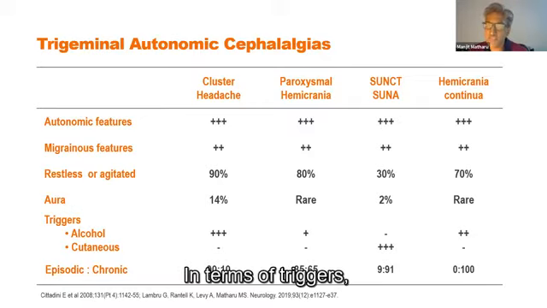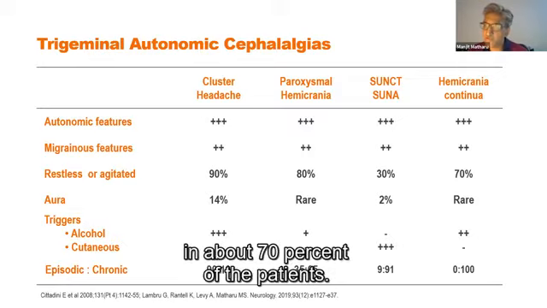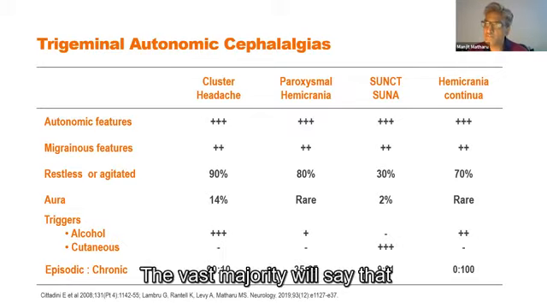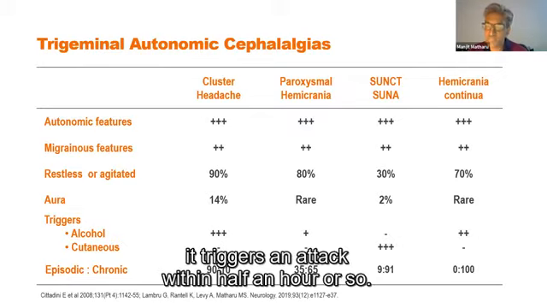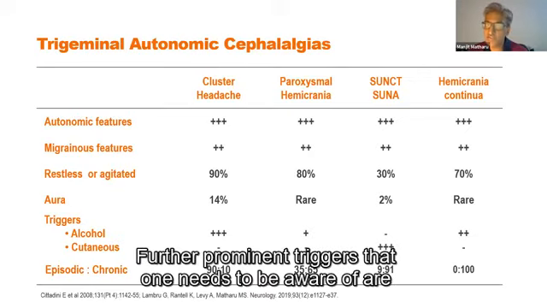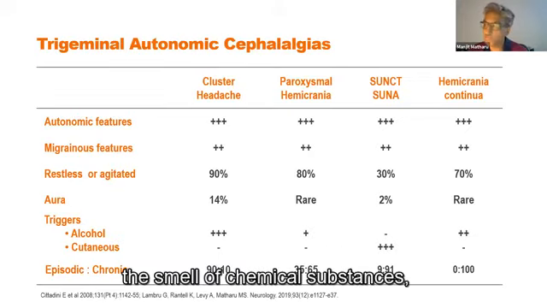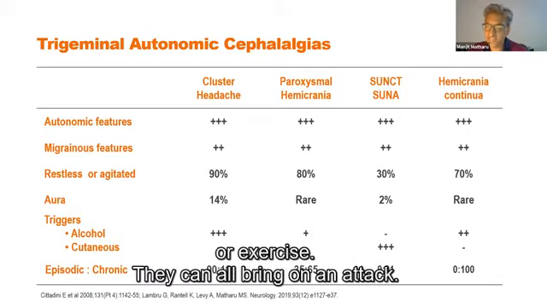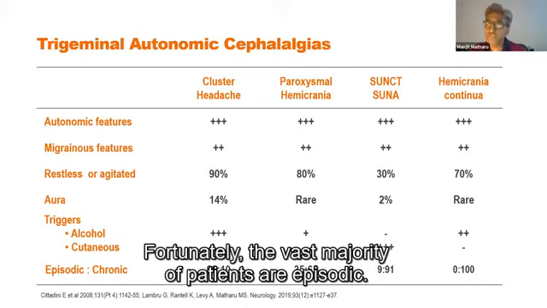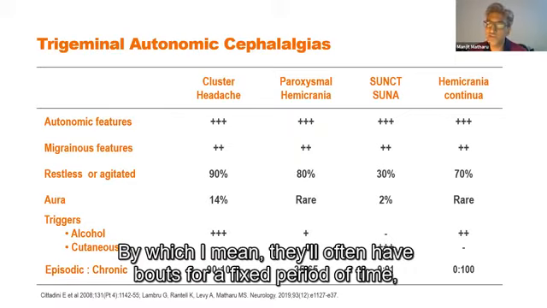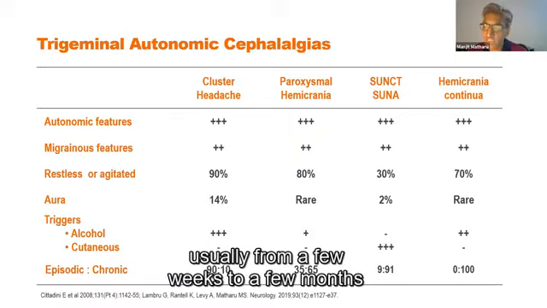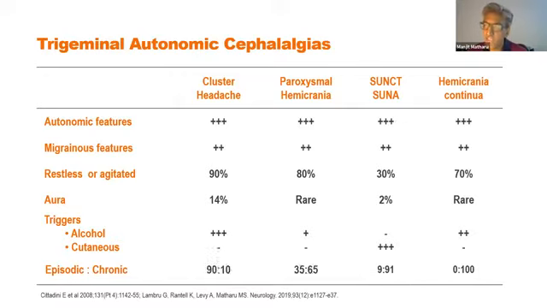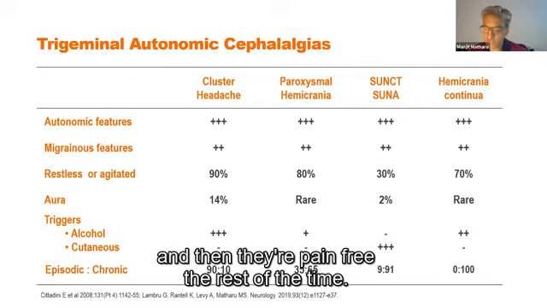In terms of triggers, alcohol tends to be a prominent trigger in about 70% of the patients. The vast majority will say that it triggers an attack within half an hour or so. Other prominent triggers that one needs to be aware of are the smell of chemical substances, a warm environment, or exercising, which can all bring on an attack. Fortunately, the vast majority of patients are episodic, by which I mean they'll often have bouts for a fixed period of time, usually from a few weeks to a few months, and then they're pain-free for the rest of the time.